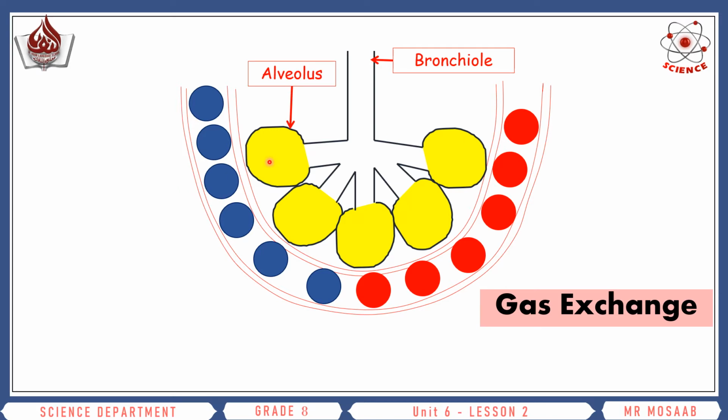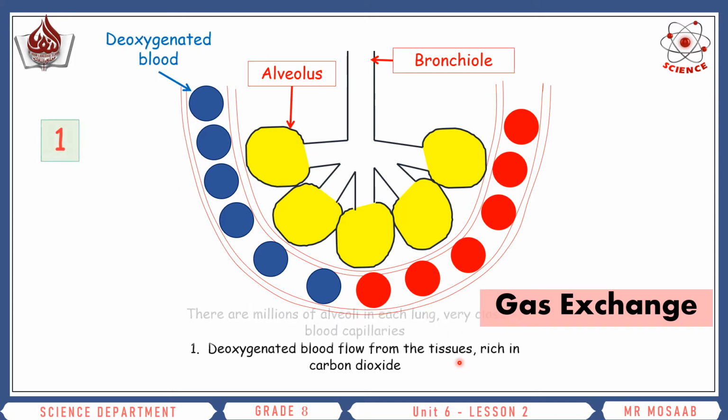Now, there are millions of alveoli in each lung, which are very close to the blood capillary, and this is very important. See, it's very close to the blood capillary. Now what really happens? So gas exchange takes place.